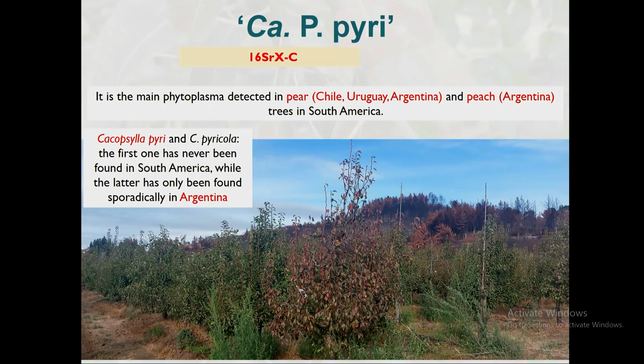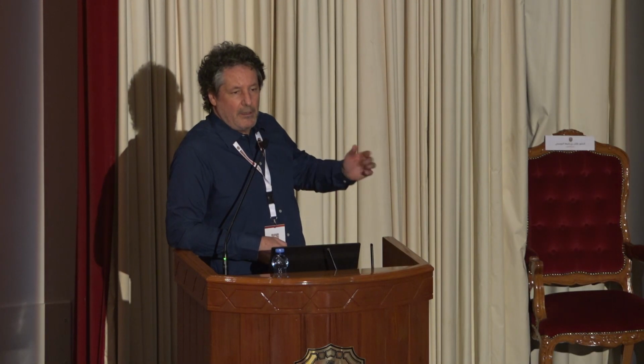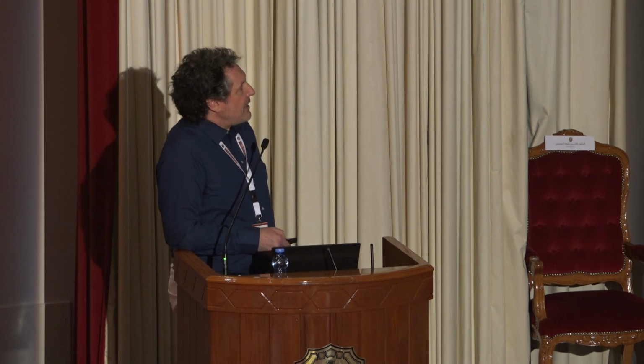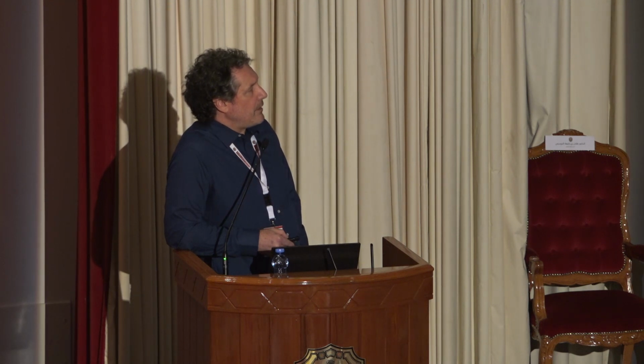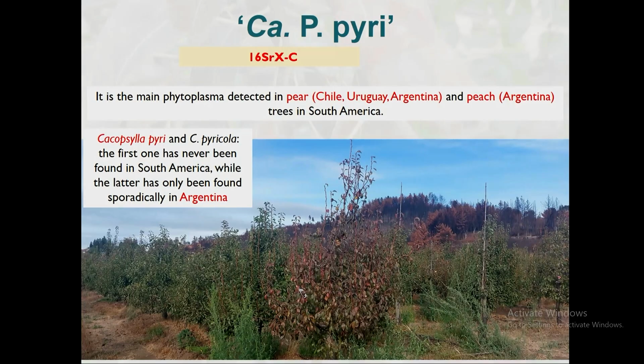In this country, Candidatus Phytoplasma pyri was found. I showed you yesterday in my presentation the symptoms of Candidatus Phytoplasma pyri, the 6ESR10C phytoplasma, and the other very new finding, that it was detected also in peach plants in Argentina. And as I showed you yesterday, in Chile there is no presence of Cacopsylla pyri or Cacopsylla pyricola, the main vector of this phytoplasma. Only in Argentina was Cacopsylla pyri detected, and may be a problem in the transmission of this phytoplasma.